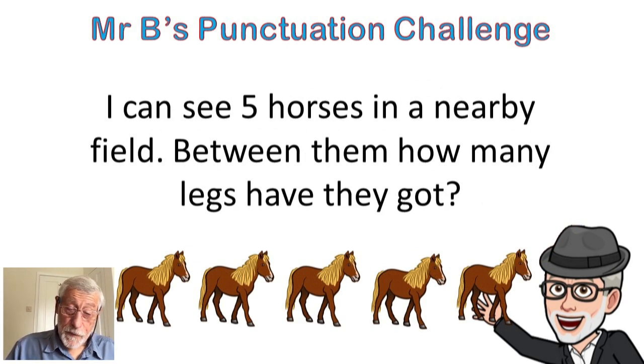From my window, as I prepare this video, I can see 5 horses in a nearby field. Between them, how many legs have they? And if 2 of those horses went into another field, how many legs would the 2 remaining horses have between them?